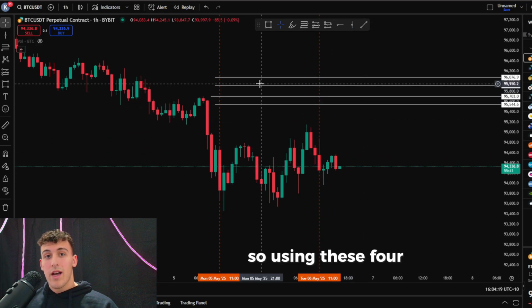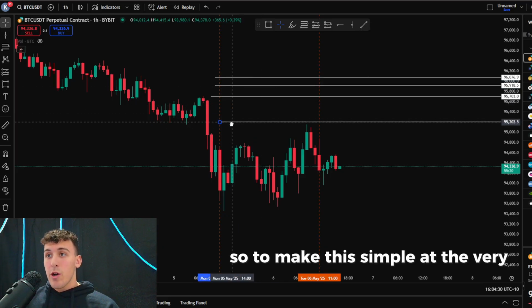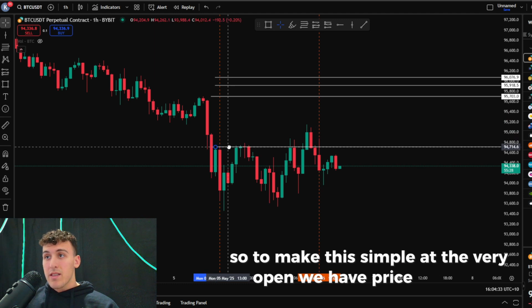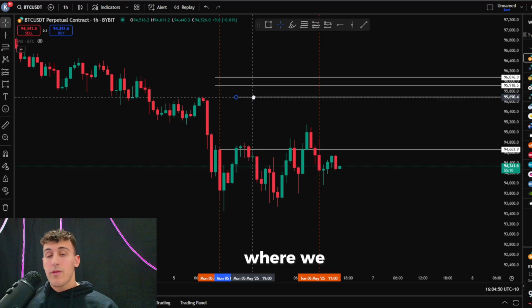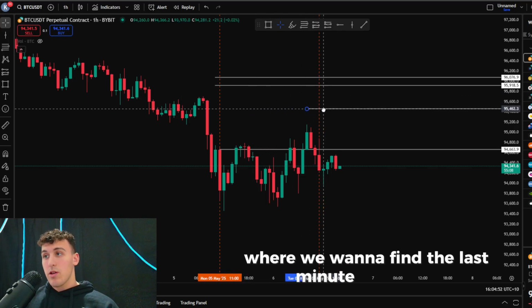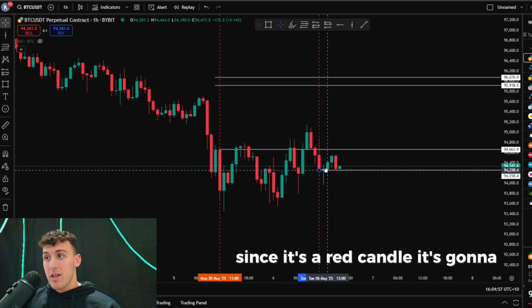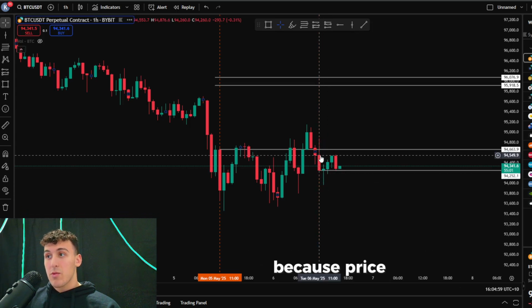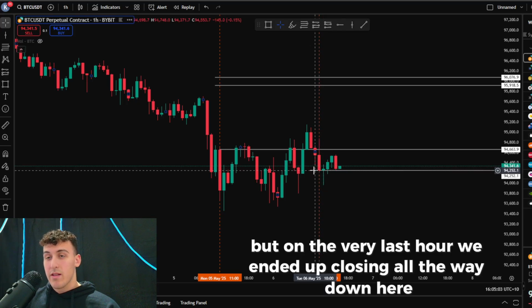So using these 4 lines, let's mark it out. So to make this simple, at the very open, we have price just here, and then we have the close where we want to find the last minute of the day. So since we're finding the close, since it's a red candle, it's going to be at the very bottom because price was here, but on the very last hour we ended up closing all the way down here.